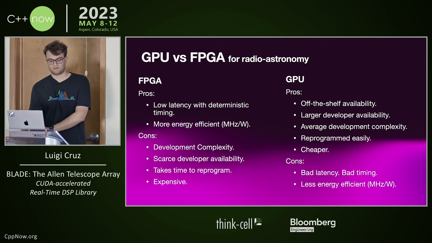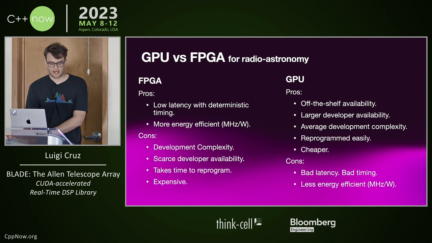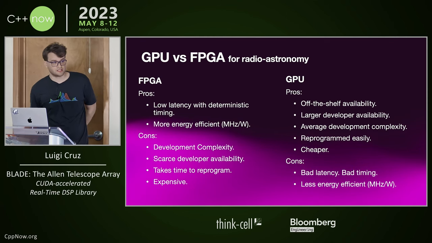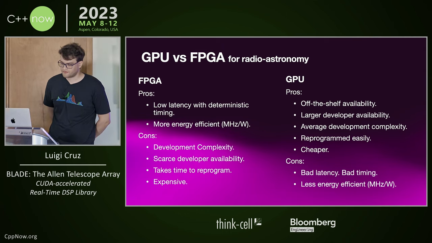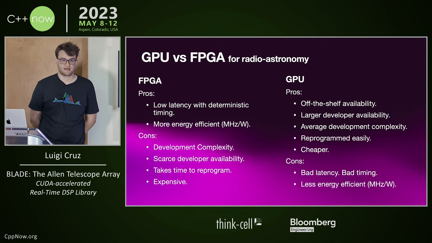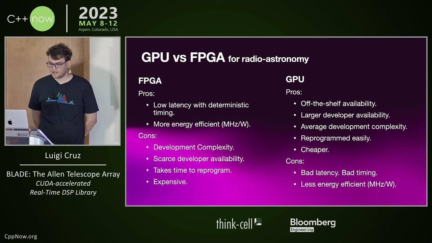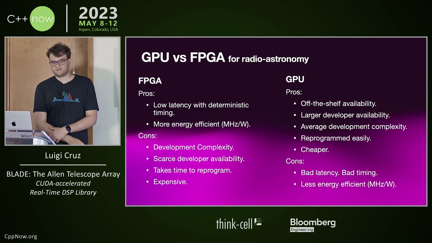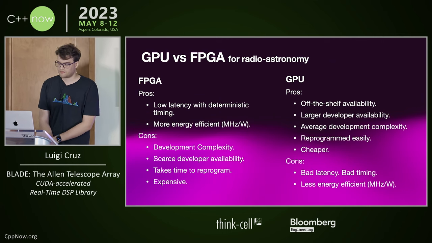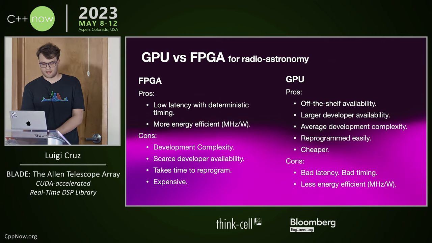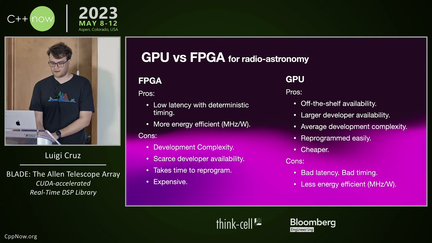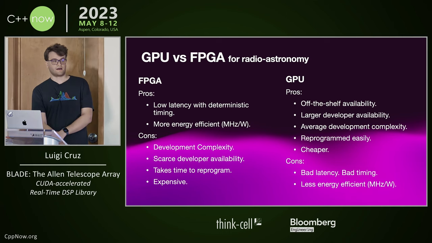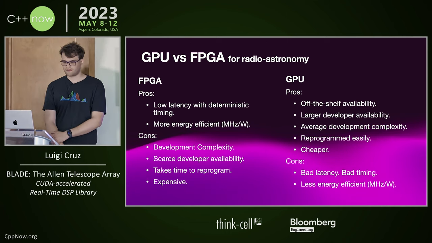For the Allen Telescope Array, we used a hybrid approach where we use FPGAs for the analog-to-digital conversion and some very foundational DSP that we don't expect to change. Then we use GPUs to do the beamformer and the rest of the processing, which are programmed in CUDA. CUDA is not easy, but it is for sure easier than HDLs like Verilog and VHDL.